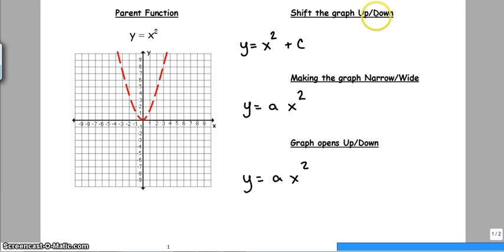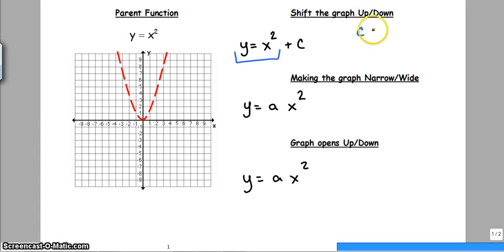When I'm shifting the parent function up or down, that just means the shape will be the same. It will continue to open up. I'm just moving this vertex either up or down. That's when we are adding or subtracting on the end. So it's the parent function, y equals x squared, plus c. What determines up or down is the sign of c.